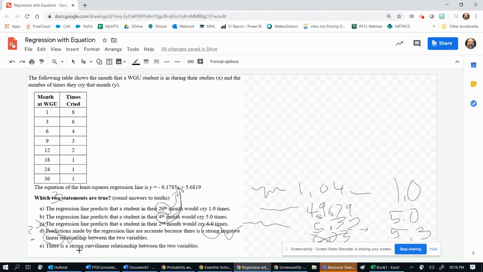There is a strong curvilinear relationship between the 2 variables. Well, we don't have evidence it's curvilinear because we haven't looked at it. And again, we don't know whether it's strong. But at least it says curvilinear. Curvilinear means it's a relationship, but not described as a line. So we really have 2 question marks. We really have no choice but to sketch out the data. And that's exactly what you do.